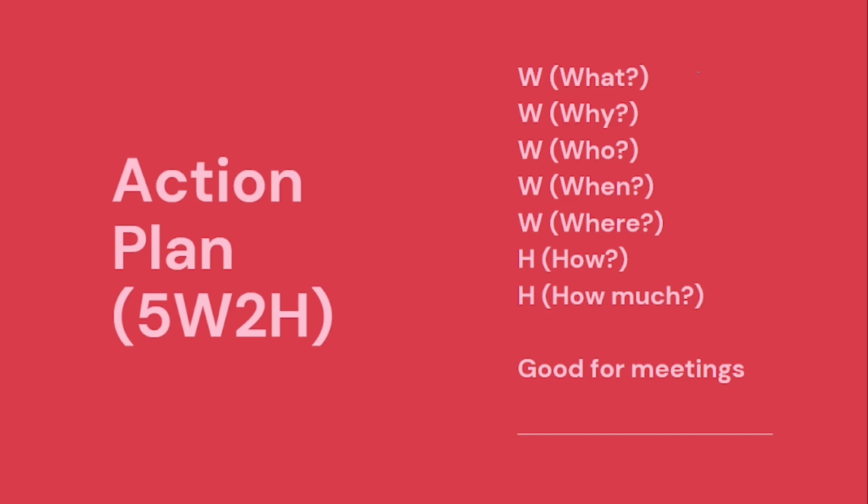So we have to ask ourselves what needs to be done? What are the activities, the tasks that need to be done? Why do they need to be done? Who is going to do them? When are they going to be done? Where are they going to be done? How are they going to be done? And how much is it going to cost to do them? This action plan is ideal for meetings. I don't know if you've ever been through that before, but sometimes we participate in meetings and at the end of the meeting it feels like nothing has been established. So these are questions that are ideal for a meeting.